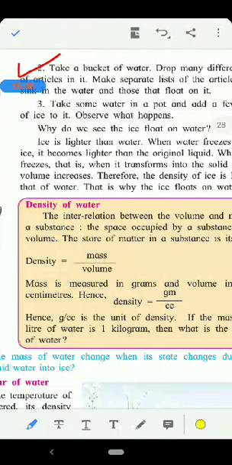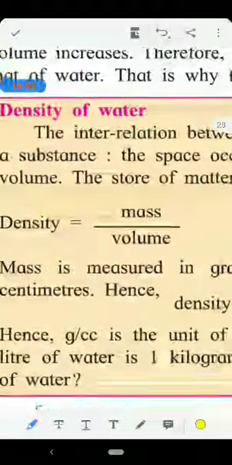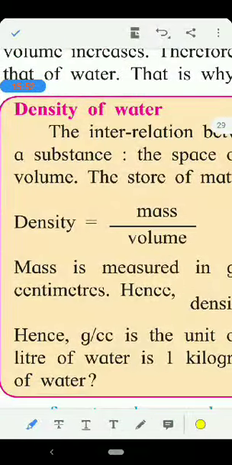Next we have the interrelationship between water density, mass and volume. See the formula: density is equal to mass upon volume. So what will be the interrelationship between them? Volume and mass of a substance. We will see the relation between these to find the density of it.